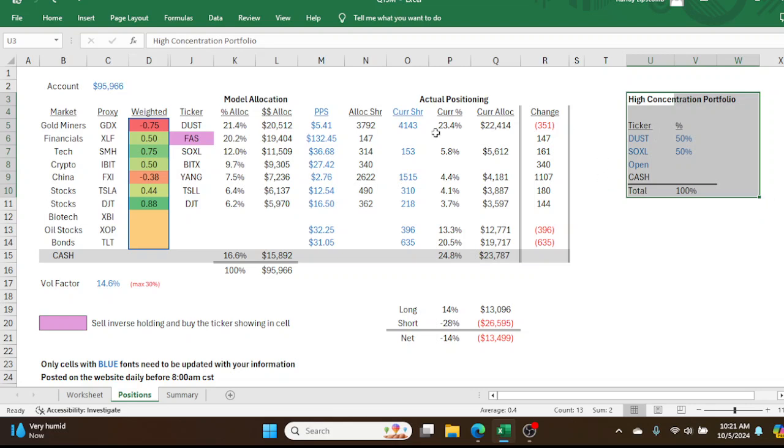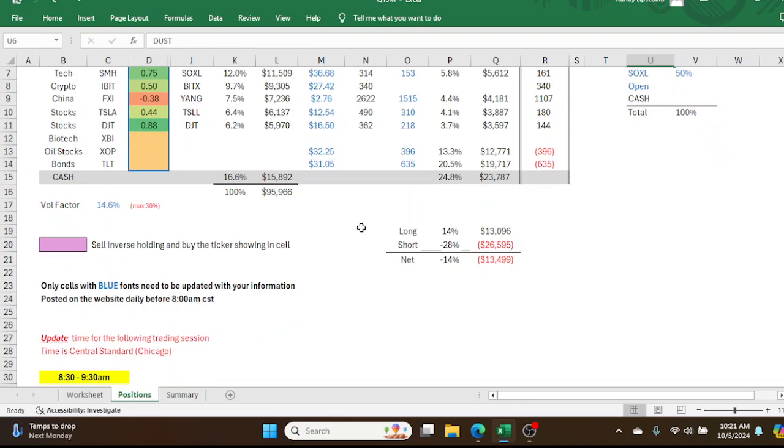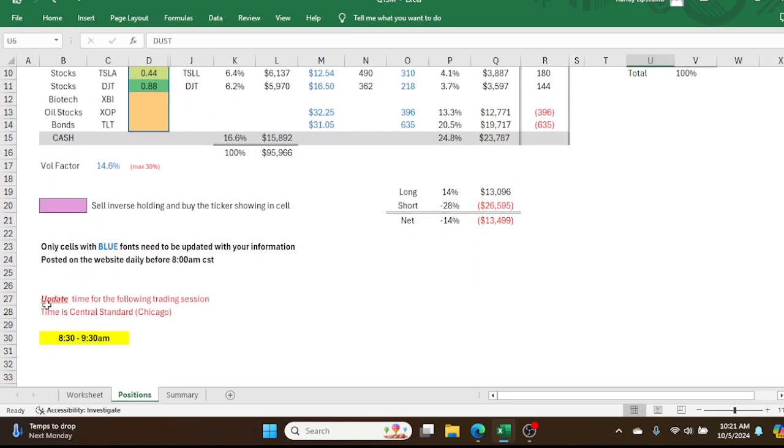This is high concentration. Basically, I'm taking the best scores. So you see XOXL has a 7.75 rating. DUST has a negative 0.75 rating. And we're going to go 50-50 here. The last part of this is I give an optimal update time. So this is the time where you need to update the portfolio. This would be the time for Monday. Long short just has our breakdown of long short.